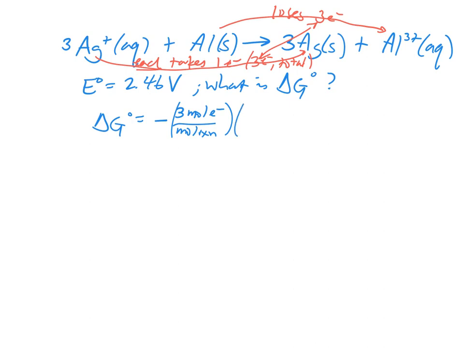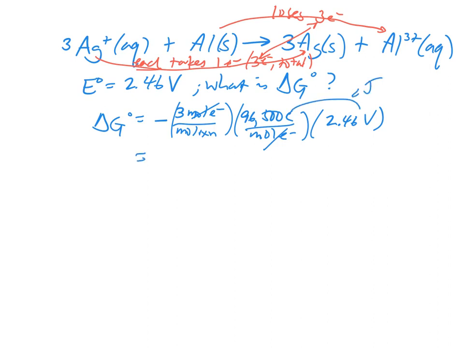And then we have our value of 96,500 coulomb per mole of electrons. And then we were given that the voltage is 2.46 volts. So if we look at this, moles of electrons will divide out, and then a coulomb times a volt equals a joule.